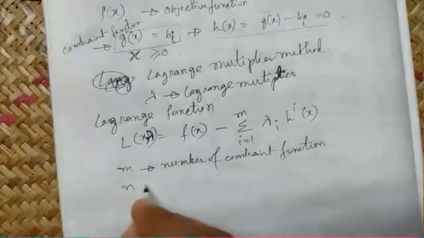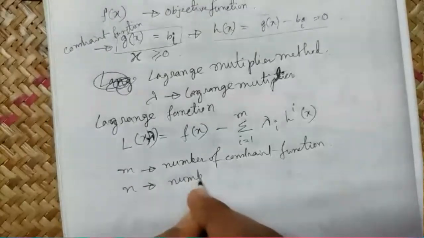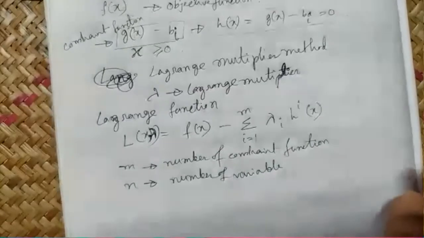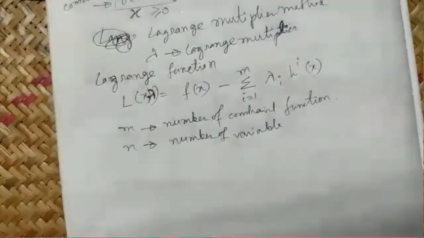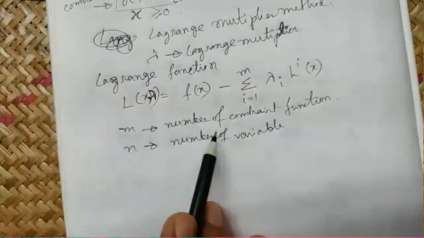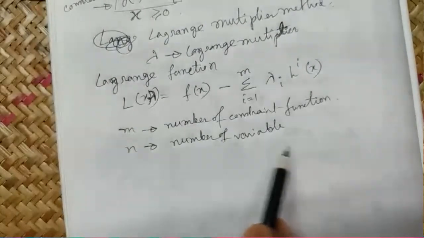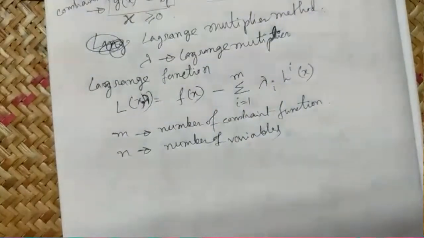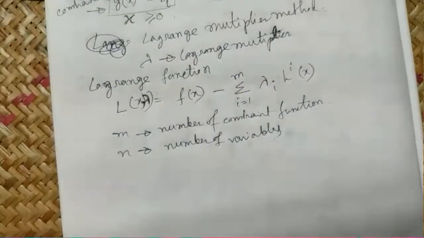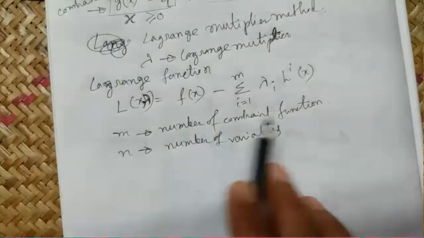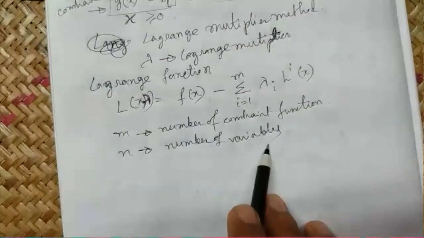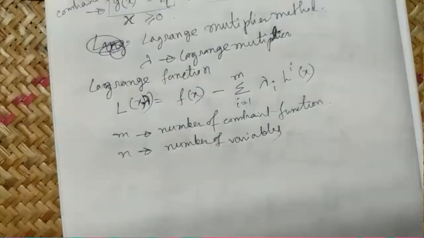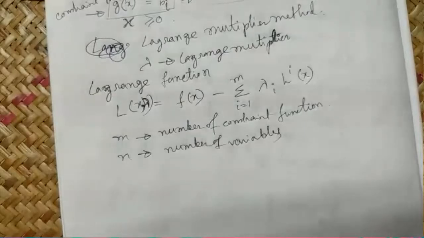and n will be the number of variables. Okay, so you will remember these two things. m is the number of constraint functions, n is the number of variables in the objective function. So the number of constraint functions, the number of variables in the objective function. Okay, this is what we need to remember.